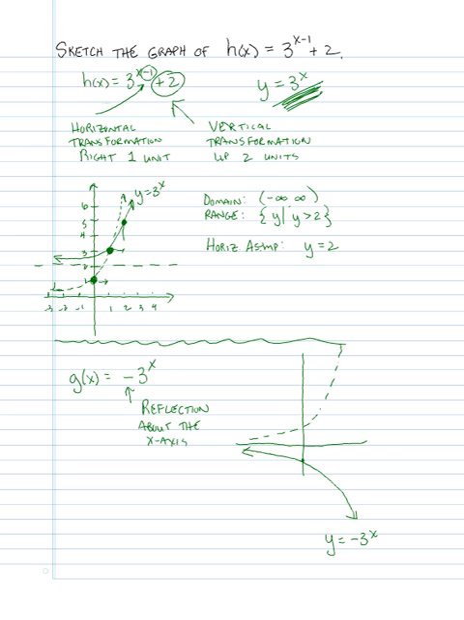Now, once again, here the domain is still the set of all real numbers. But the range is different because this actually has negative y values. In fact, the range is the set of all y's such that y is less than 0. All of our y's are negative. But it so happens that the horizontal asymptote is still the x-axis here, y equals 0, which is the x-axis.